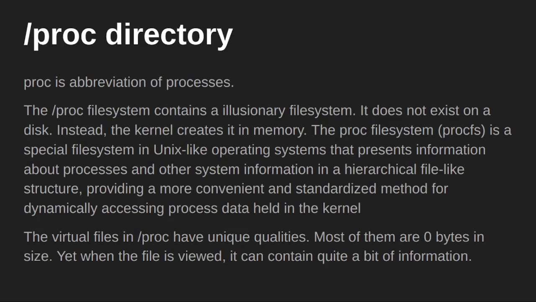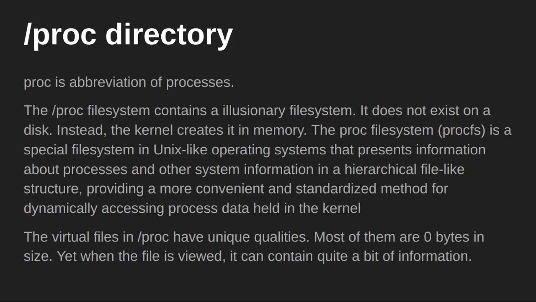Proc directory, which is an abbreviation of processes. The proc file system contains an illusionary file system. By illusionary file system, we mean that the file system doesn't really exist, or the proc directory doesn't really exist on the hard disk. It does not exist on disk. Instead, the kernel creates it in the memory, the RAM.